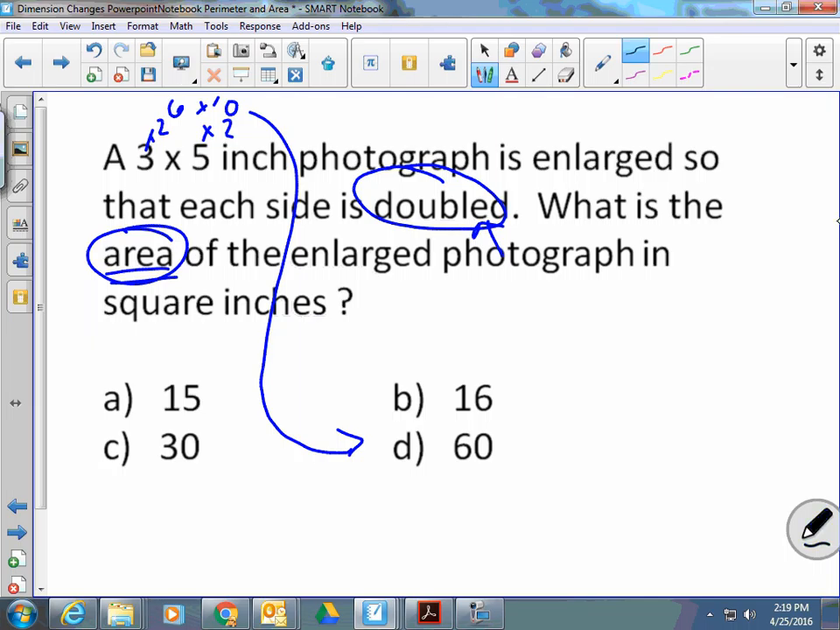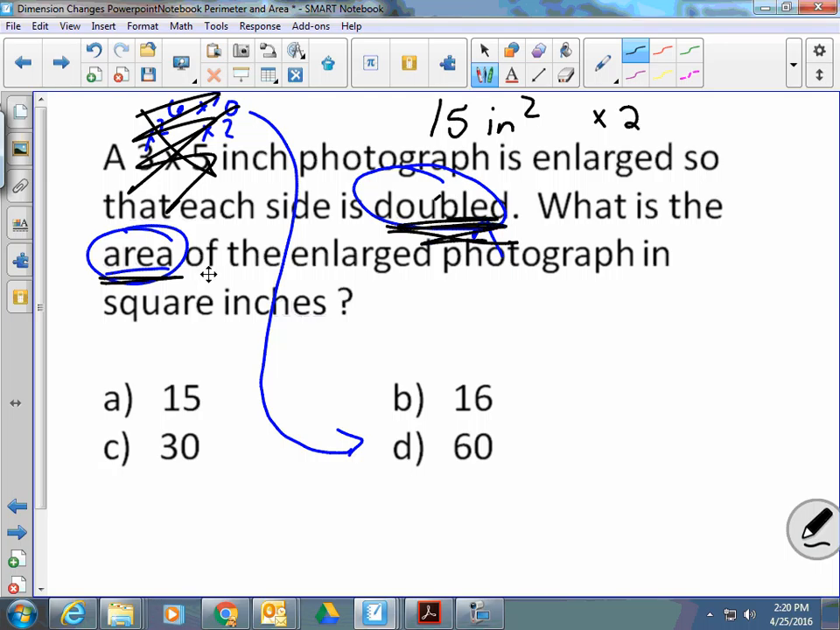The problem with that is this. What we're moving to, what they're going to do, is they're not going to give you this information. What they're going to say is that my area is 15 inches squared, and they're going to double the dimensions. What's going to be your new area? So I'd have to multiply this by 2 because we're doubling it, but because it's area, I'm going to have to square it. So what is 15 times 4? It's still 60. It's just a matter of working a problem differently based on the information they gave you.